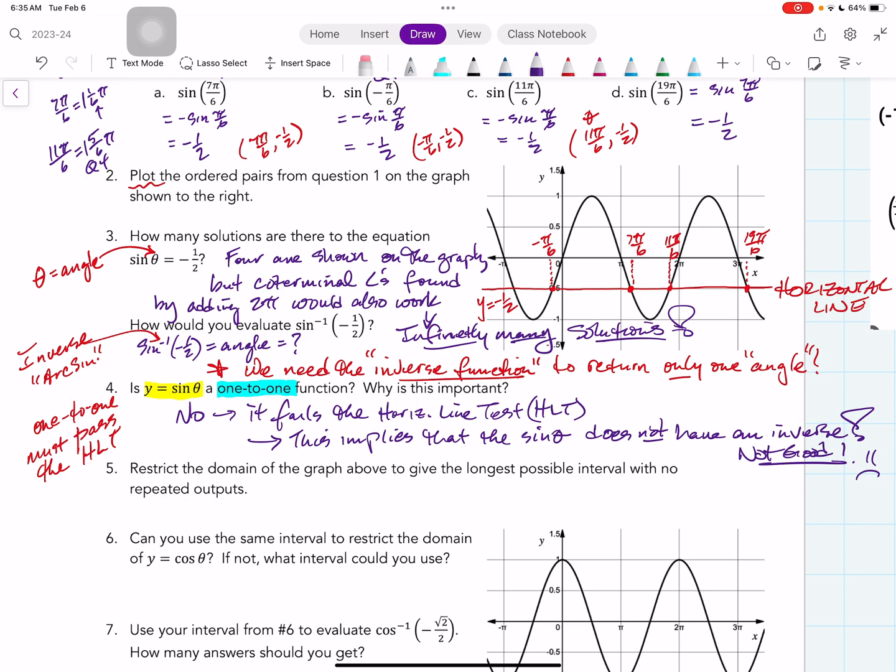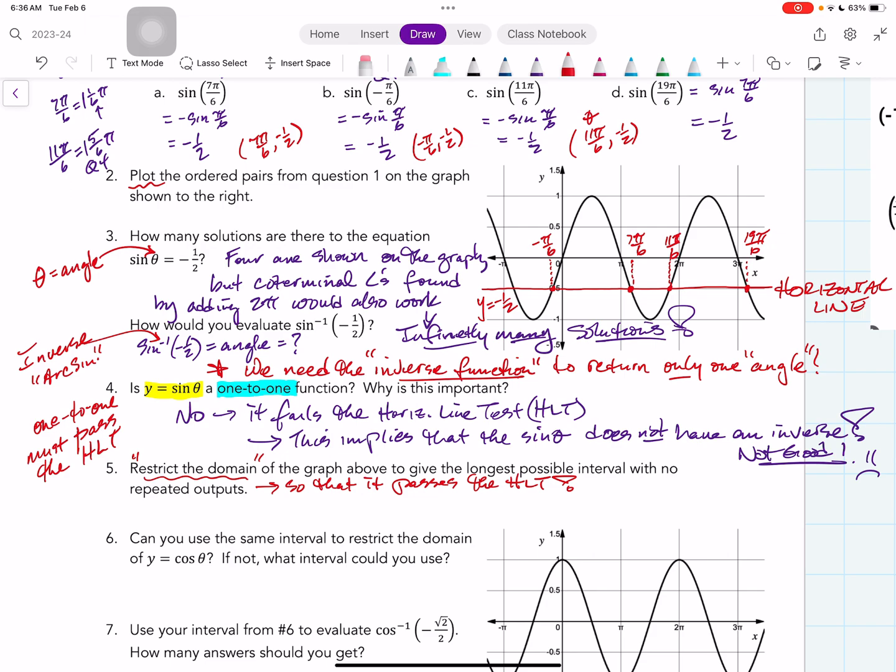We need to do something so that the function does have an inverse, because guess what? We need to use the sine inverse sometimes to solve equations. And sometimes we need to take the cosine inverse or the inverse tangent or the inverse of any one of the six trig functions. Okay, so how do we do this? Well, number 5 gives us an idea. It says restrict the domain. All right, so this is an important thing we're going to do here. We're going to restrict the domain of the graph above to give the longest possible interval with no repeated outputs, okay? So that it passes the horizontal line test.